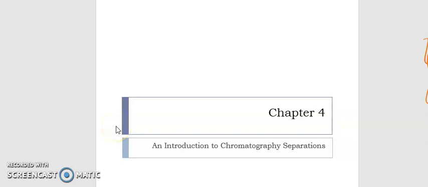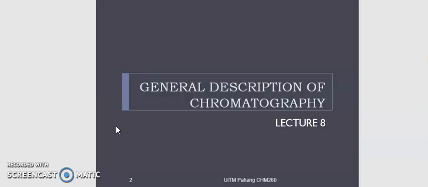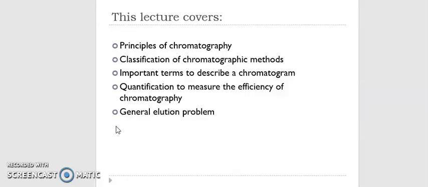Okay, so chapter 4 is on chromatographic separation. So we are going to learn about the general description of chromatography. Once again, this is chapter 4 and lecture 8. Okay, so these are the things that we are going to learn. We are going to learn about the principles of chromatography, classification of chromatographic method, important terms to describe chromatography, quantification, and also the general elution problem.